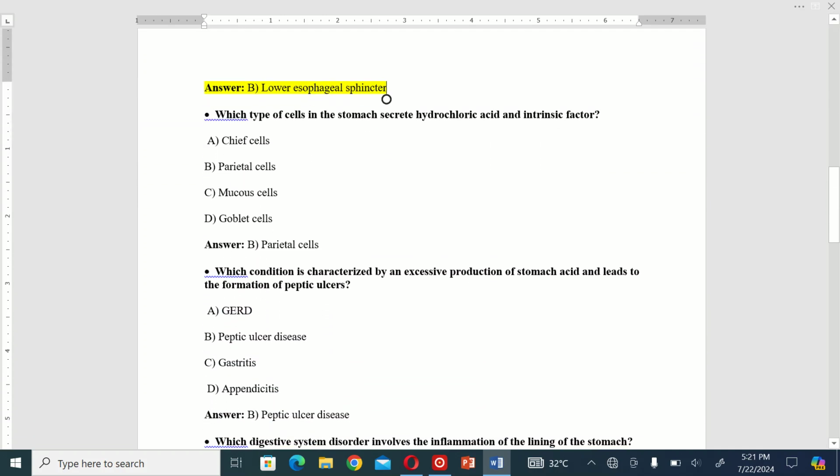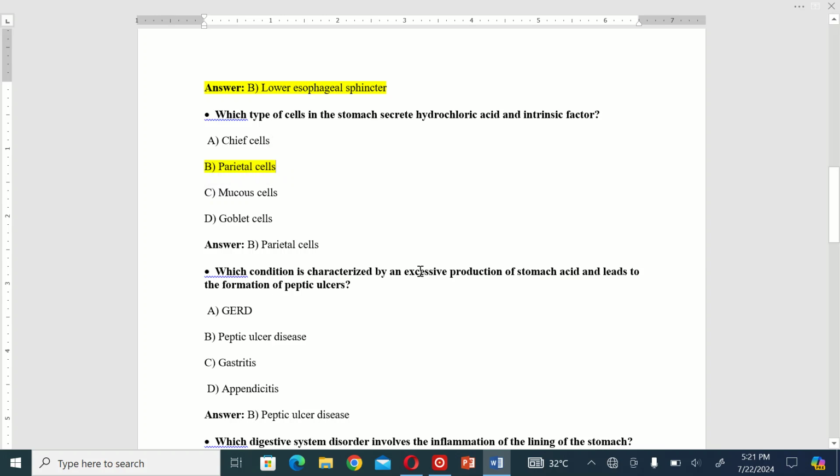Which type of cell in the stomach secretes hydrochloric acid and intrinsic factor? A. Chief cell. B. Peritoneal cell. C. Mucus cell. D. Goblet cells. So the correct option is B. Peritoneal cells.